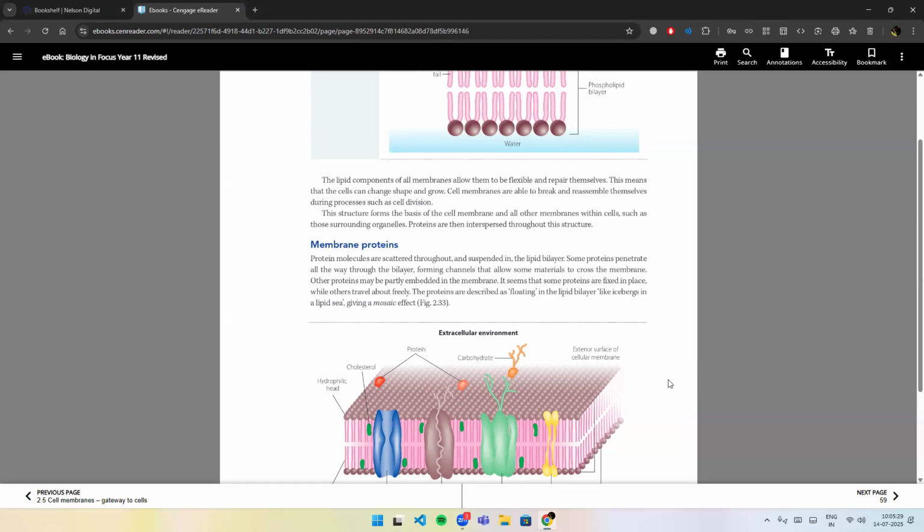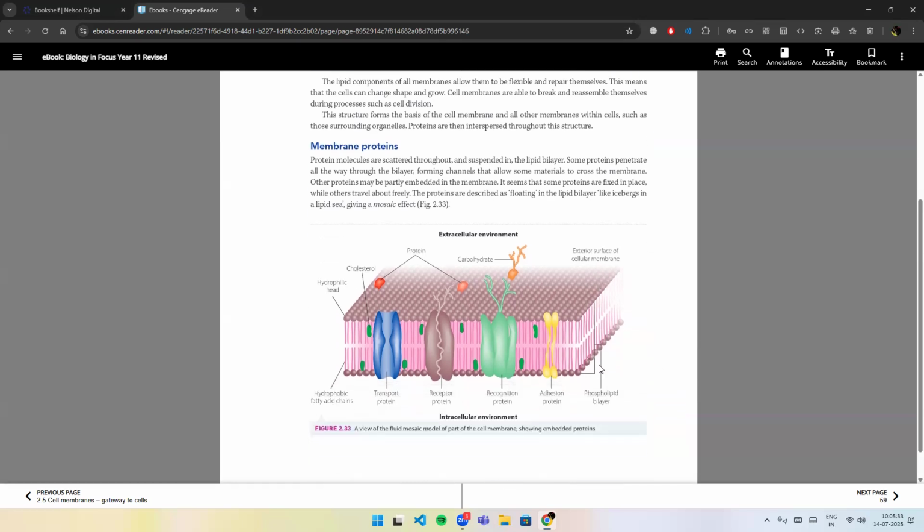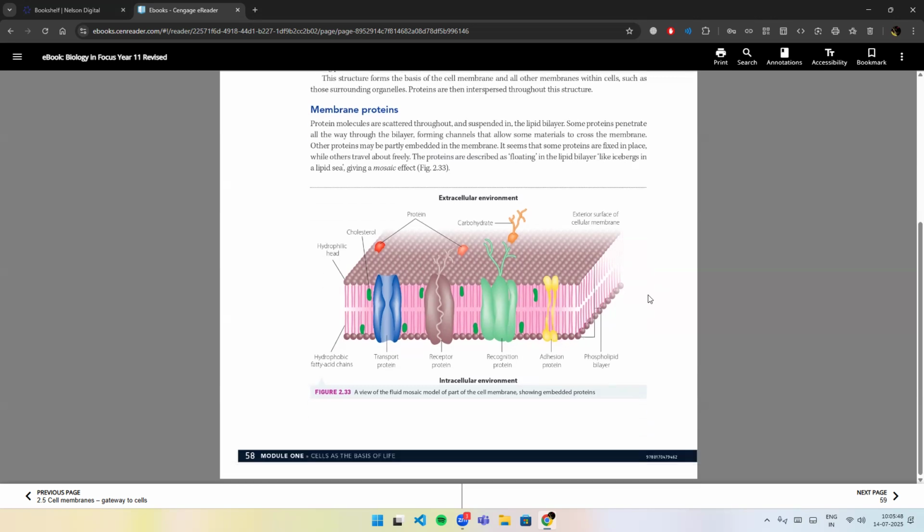Proteins are then interspersed throughout this structure. Membrane proteins. Protein molecules are scattered throughout and suspended in the lipid bilayer. Some proteins penetrate all the way through the bilayer, forming channels that allow some materials to cross the membrane. Other proteins may be partly embedded in the membrane. It seems that some proteins are fixed in place while others travel about freely. So the proteins are described as floating in the lipid bilayer, like icebergs in a lipid sea, giving a mosaic effect.